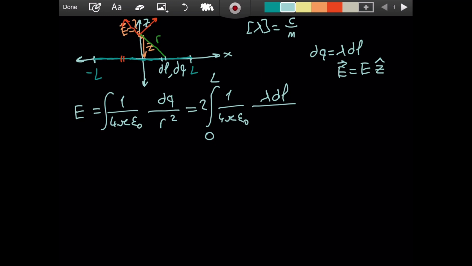Now, what is r squared? Since we have a triangle like this, and it is a right triangle, this part is x. So by the Pythagorean theorem, we can see that r squared is simply x squared plus z squared, right? So we got this. And then for dl, we can write dx because it is simply along the x-axis. It is to the right, let's say. We chose it like that. It is dx.